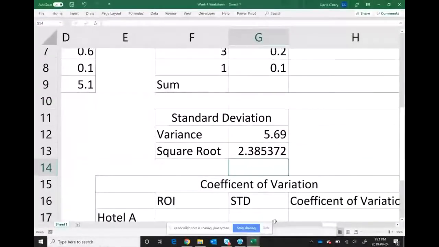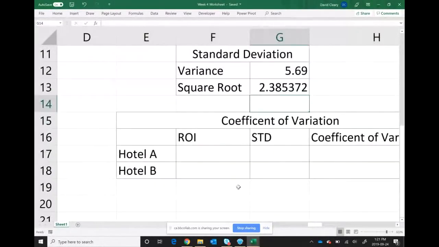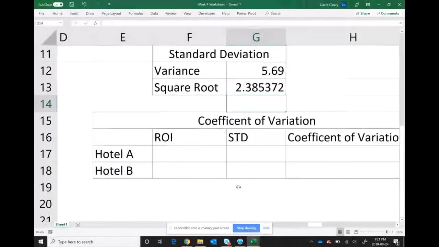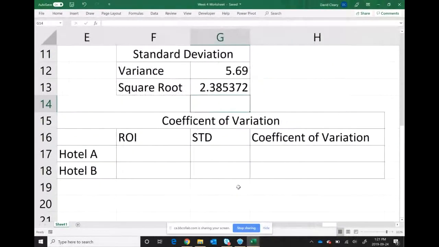There we go. I'm going to share my screen. There we go. I'll just give everybody a second to get that up and running. Okay. You should be able to get it.